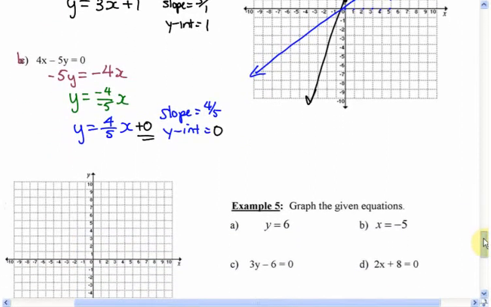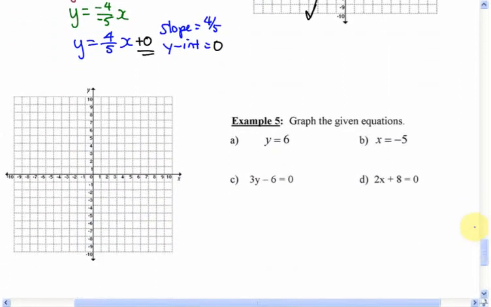Last example is even weirder standard and general form equations. Part A says y equals 6, so it's just a number. y equals 6. Where is the y value equal to 6? If you said here, you're correct. If you said here, you're correct. Here, here, here, here. What type of line am I creating with all these points? Horizontal line. Very good. So there's your answer to A.